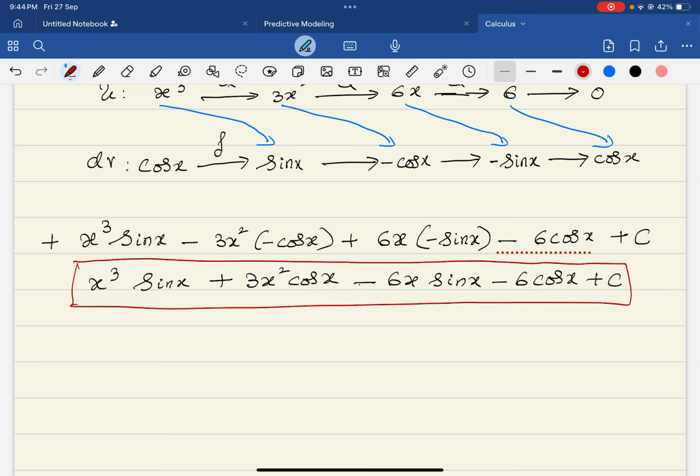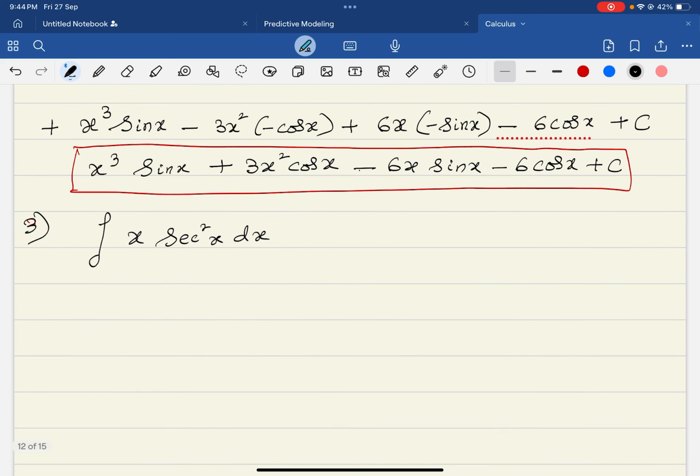Let us take the function as x secant square x, suppose. The third problem now is the integral of x secant square x dx. So now what you do? This is also algebraic, so we can use the Bernoulli's. So u is x, x derivative is 1 and 1 derivative is 0. And then dv is secant square x.